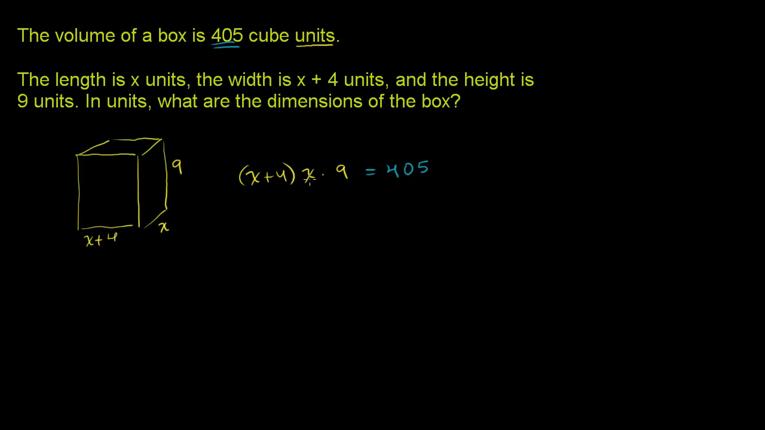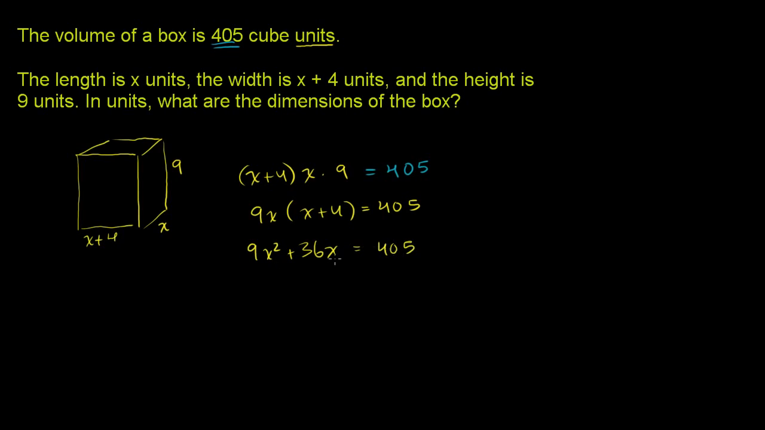So what do we get here? If we distribute a 9x, let me just rewrite it. This is the same thing as 9x times x plus 4 is equal to 405. 9x times x is equal to 9x squared. 9x times 4 is equal to 36x, and that equals 405.